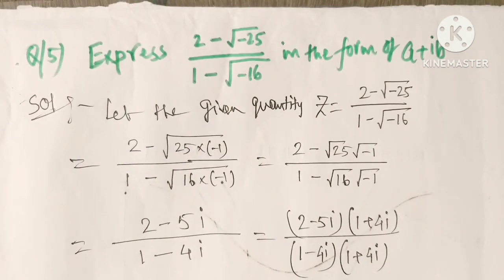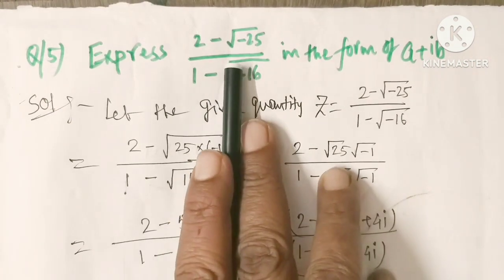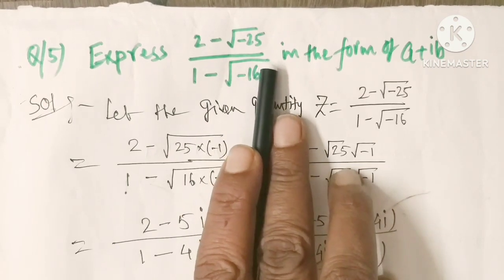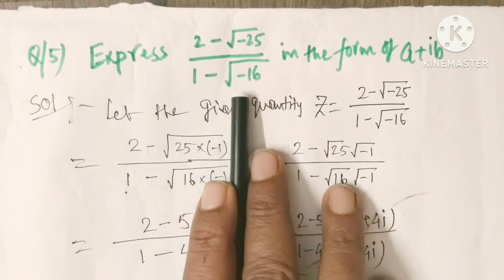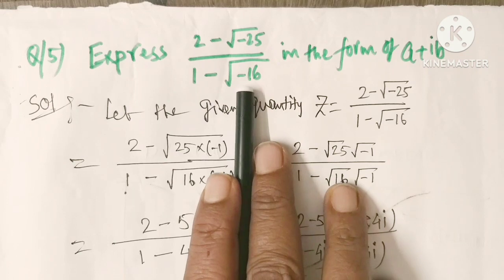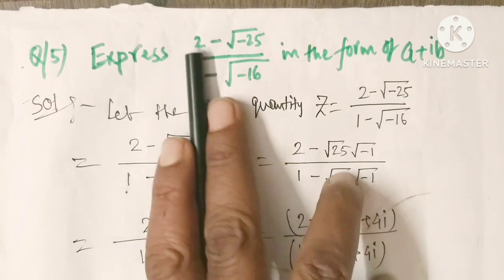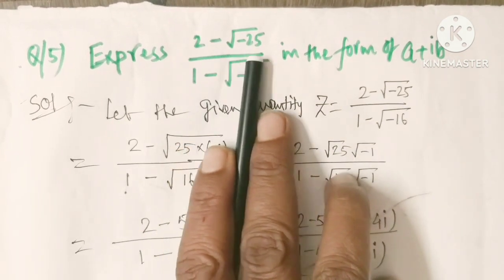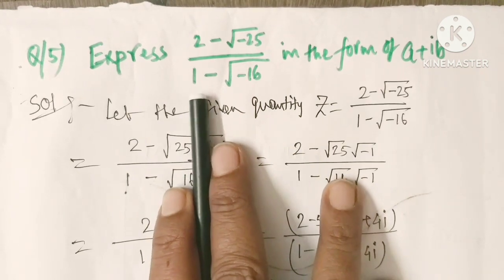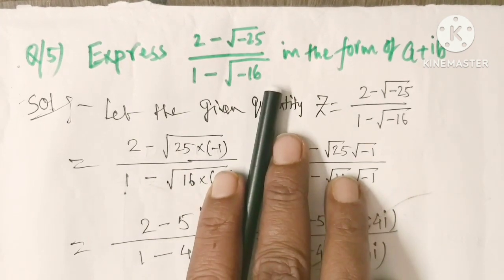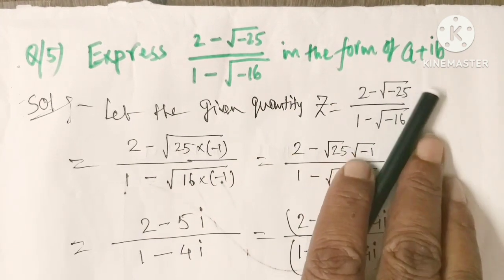Now we focus on the number 5 problem. Express (2 minus root minus 25) by (1 minus root minus 16). That is, numerator is 2 minus root minus 25, denominator is 1 minus root minus 16, in the form of a plus ib.